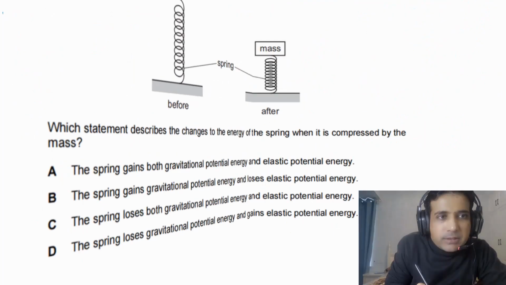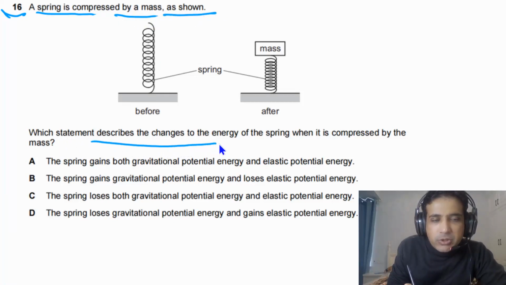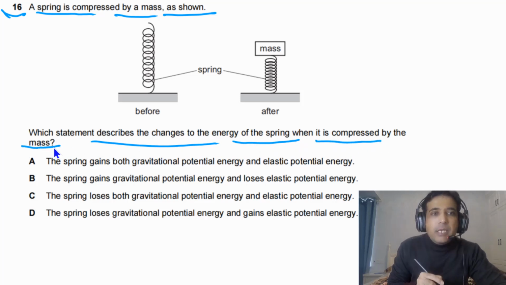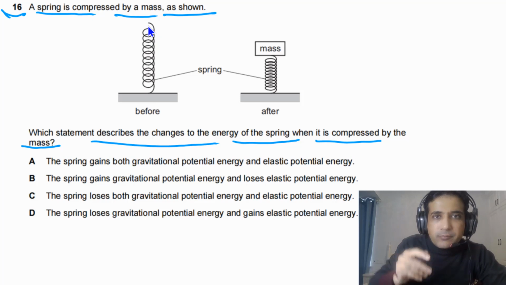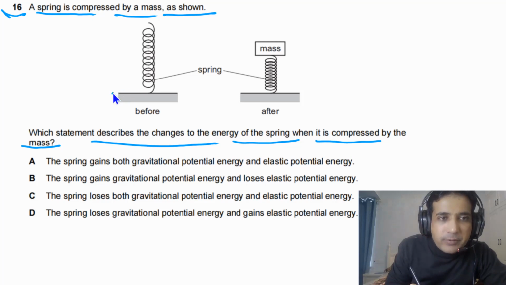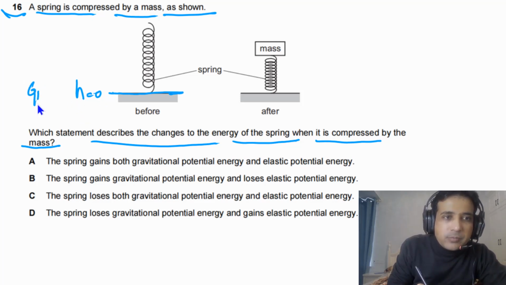Very nice question. For question number 16, it is given that a spring is compressed by a mass as shown in the figure. Which statement describes the changes to the energy of the spring when it is compressed by the mass? First thing we need to understand: when this spring is compressed, its gravitational potential energy will decrease because its center of mass will go down. So we can take a reference line here, where h is equal to 0. So the GPE at this point is equal to 0.